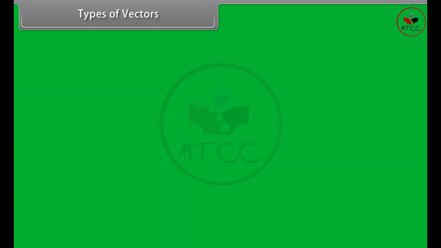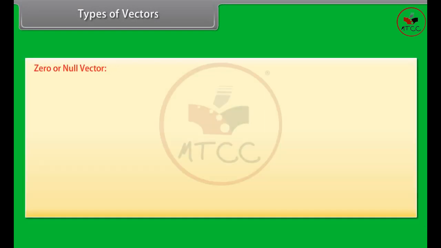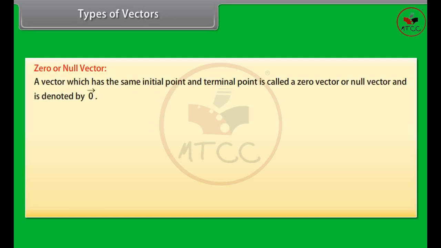Types of vectors. Zero or null vector. A vector which has the same initial point and terminal point is called a zero vector or null vector and is denoted by vector 0. Vectors AA, OO, BB, all are zero vectors.